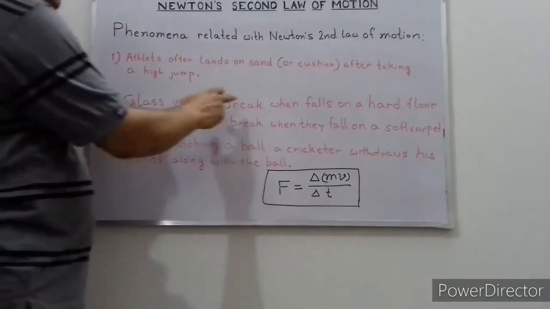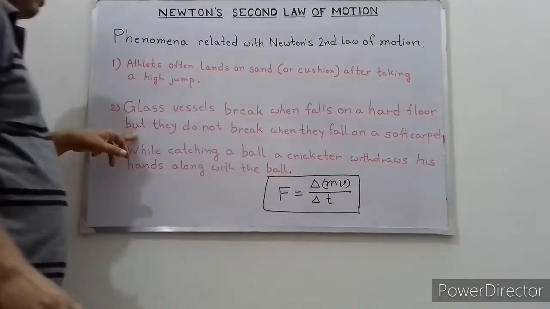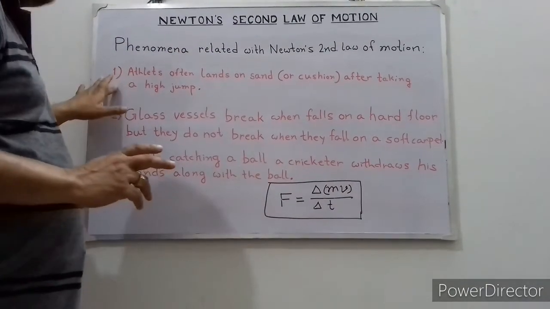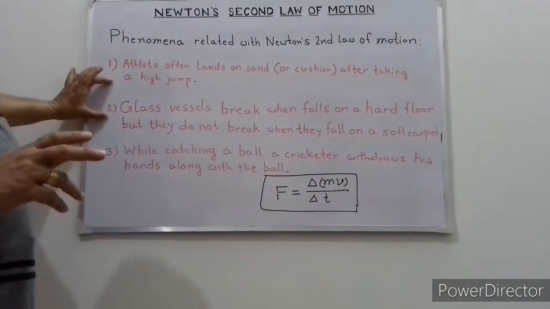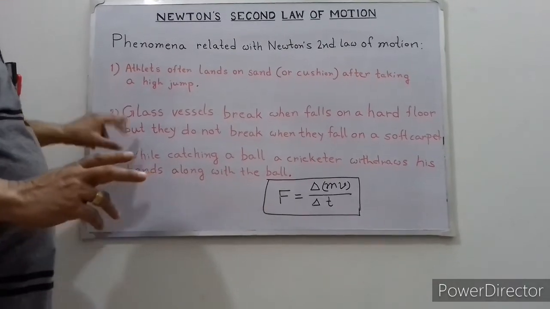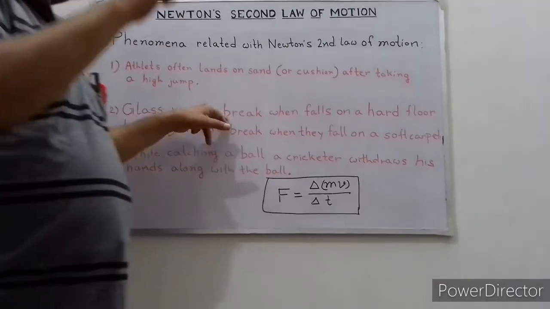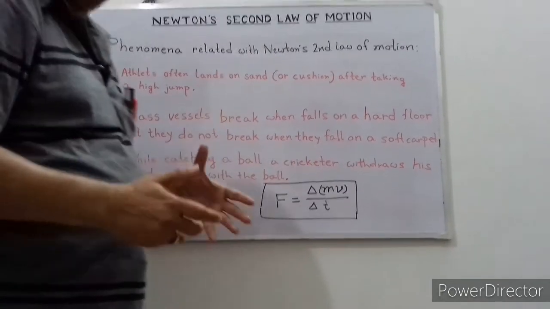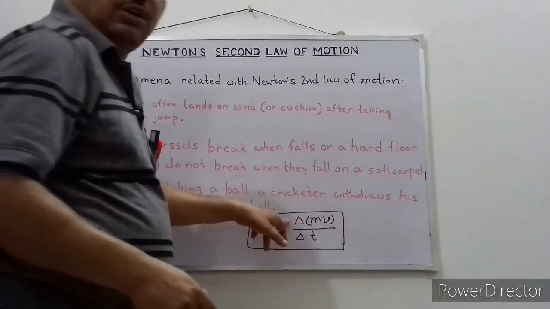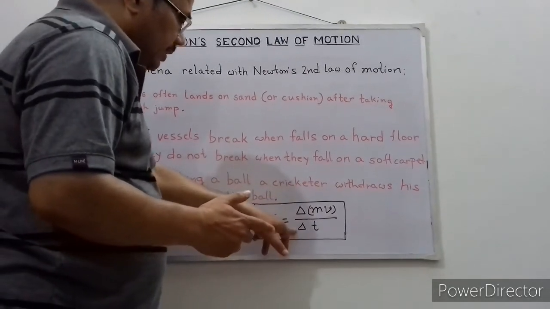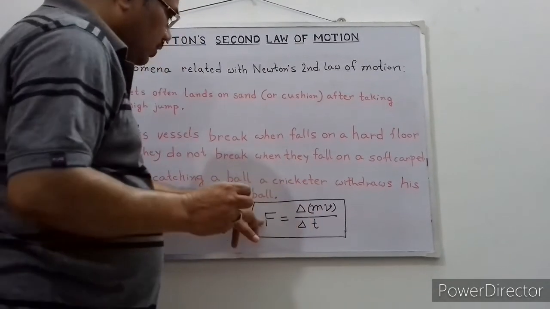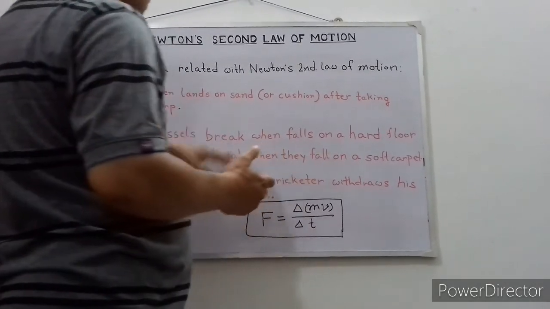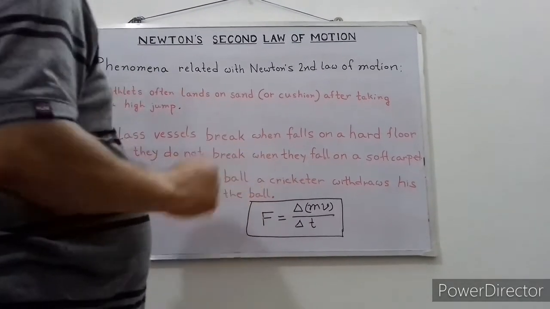Second, glass vessels break when they fall on a hard floor, but they do not break when they fall on a soft carpet. Almost the same phenomenon, same incident and same reason. If a glass vessel falls on a hard floor, what happens? Due to sudden change of momentum, delta t is very less here also. So impact of force is very high and vessels break.